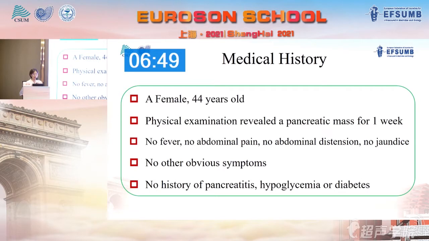Today I will bring a case report. The patient was a 44 years old female, and a pancreatic mass was found during a physical examination 1 week before. The patient had no obvious symptoms such as fever, abdominal pain, abdominal distension, or jaundice, and has had no history of pancreatitis, hypoglycemia, or diabetes.